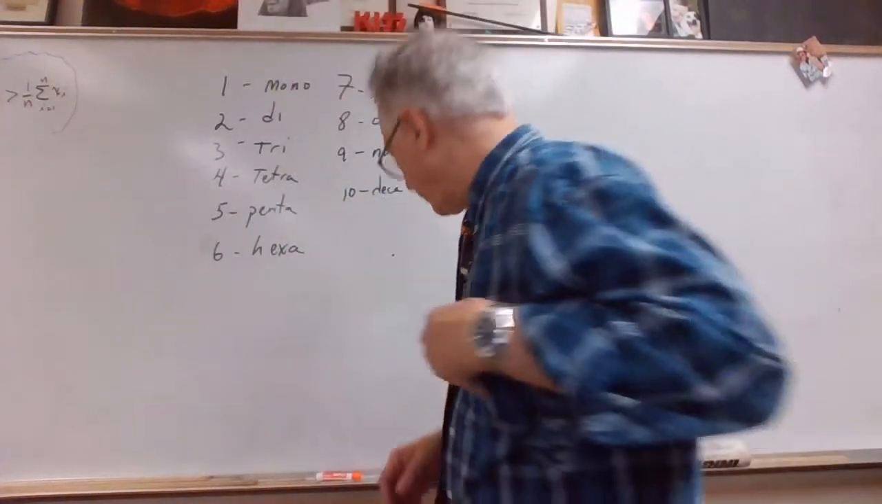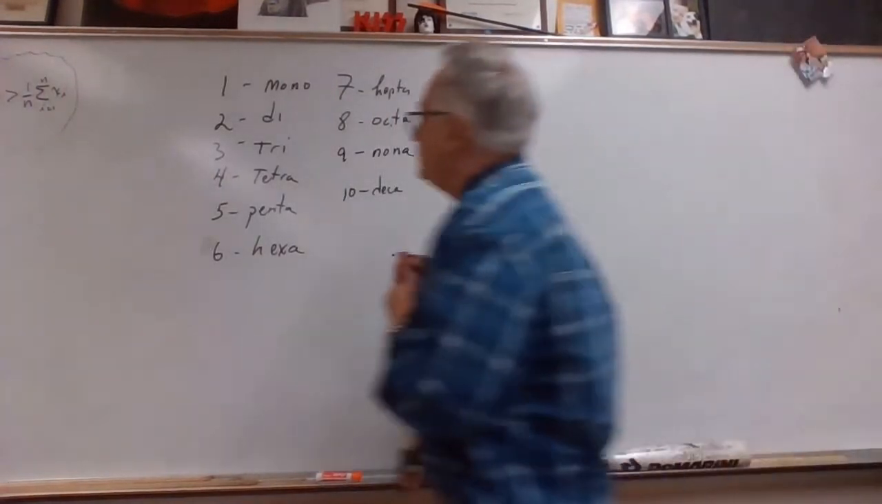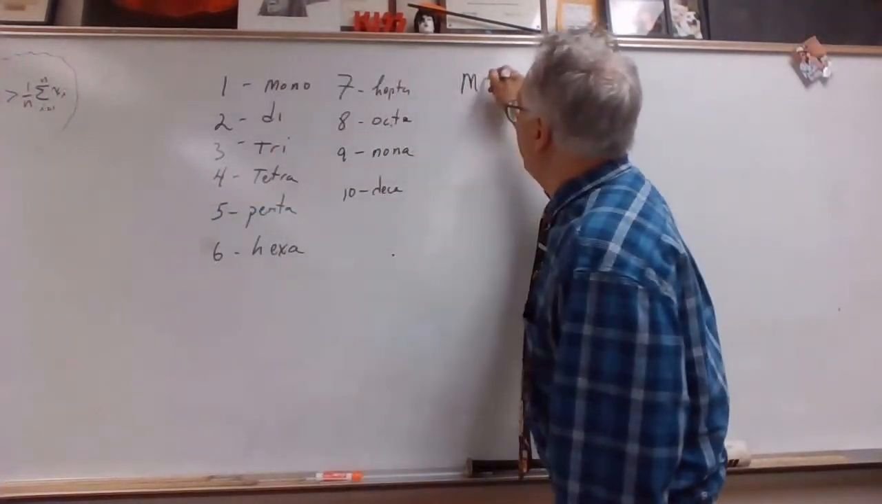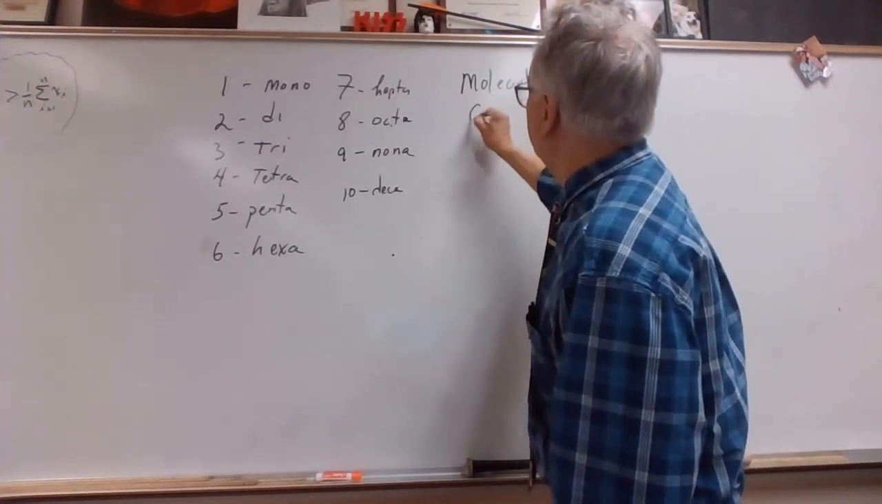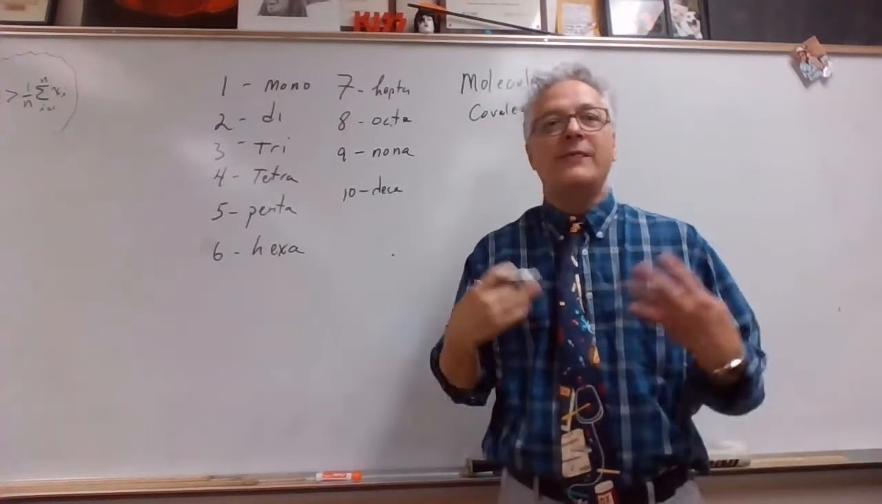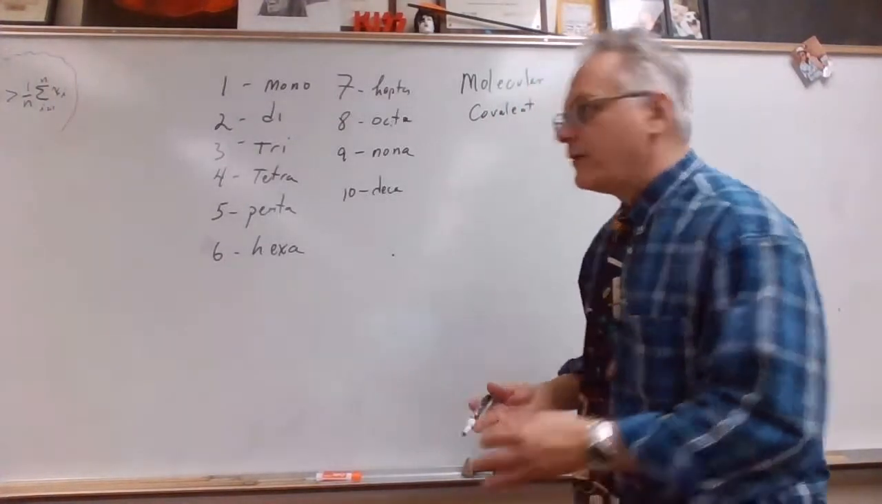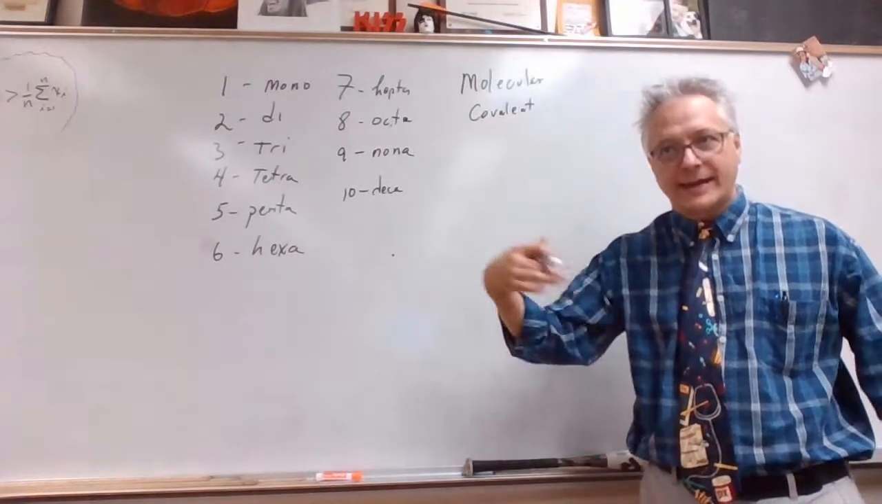Let me write that down for you. Okay. So we're going to be looking at what are called molecular or also covalent compounds. And these are chemical compounds. They're not made up of a metal and a nonmetal or a cation and an anion.